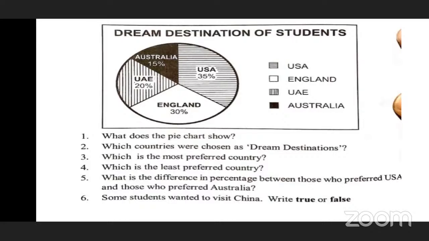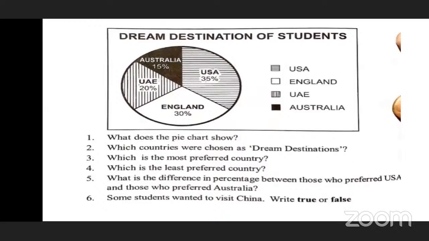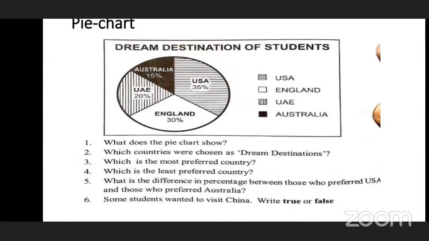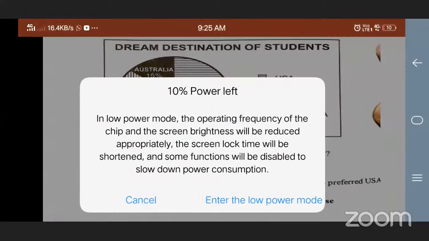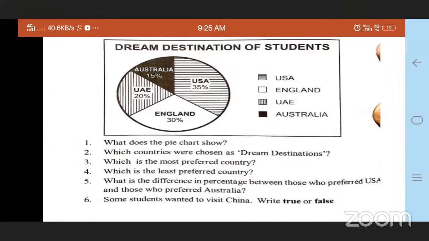And the next one, as far as I know, surely there will be a question like the fifth one in non-verbal data. So students need to be prepared to answer all these questions. What is the difference in percentage between those who preferred USA and those who preferred Australia? See the percentages of USA and Australia. USA has 35, Australia has 15. What is the difference? Yes, 20%. 20% is the difference between Australia and USA.